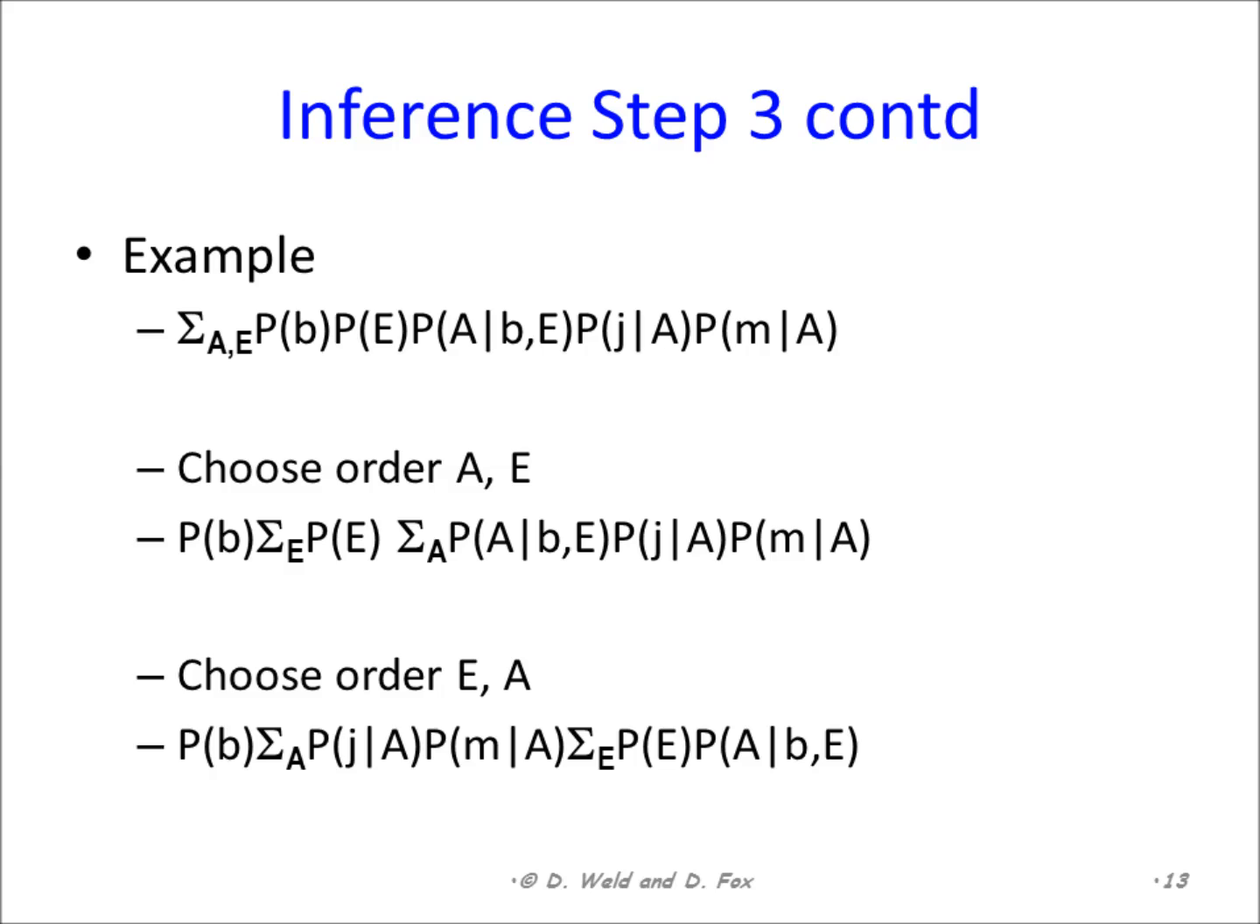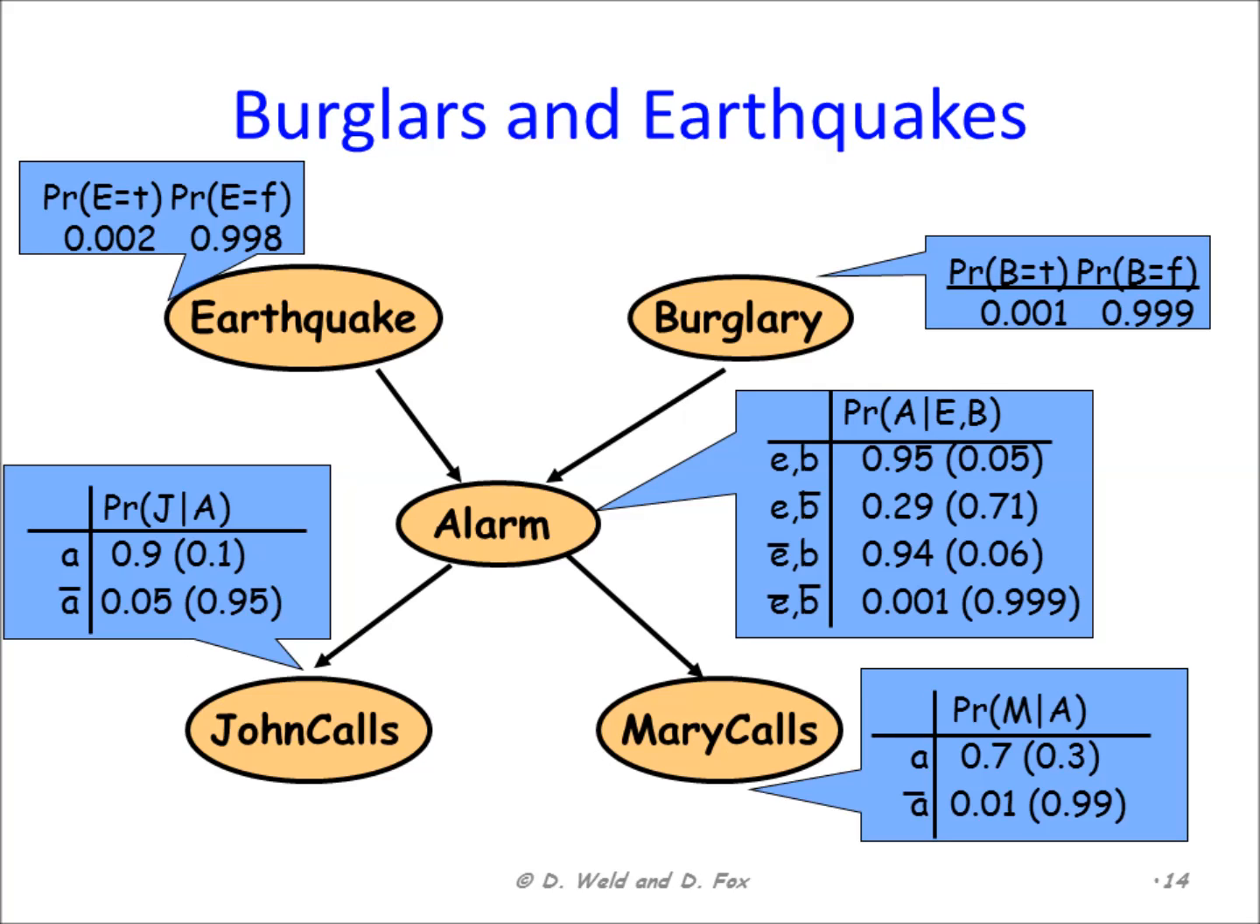Let's go through an example to make sure that we understood variable elimination. So our example would be, surprise, surprise, burglars and earthquakes. I hope nobody starts an alarm company after this course. Too much alarm business.